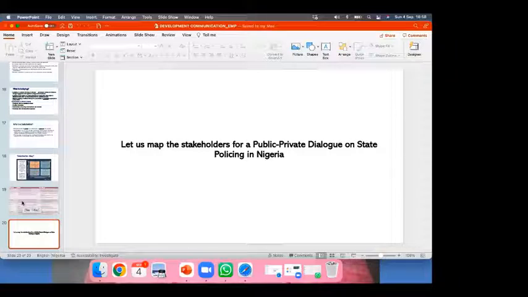I want us to have about 10. Because what we're going to do next is to go back to the stakeholder map and try to suggest where to put the governors, where to put what, and all that. So we are on number 4. We're going to 10. Traditional rulers, sir. Traditional rulers. Thank you.